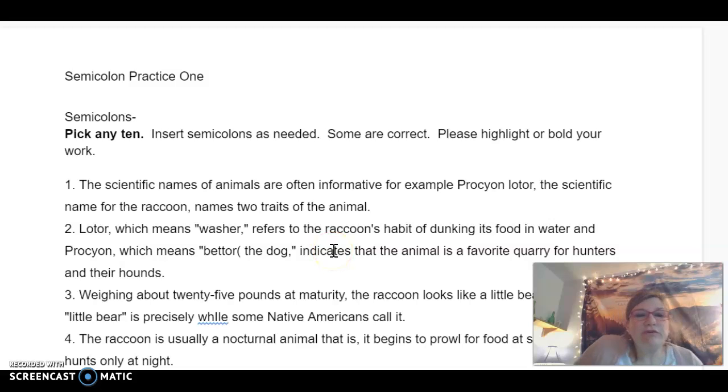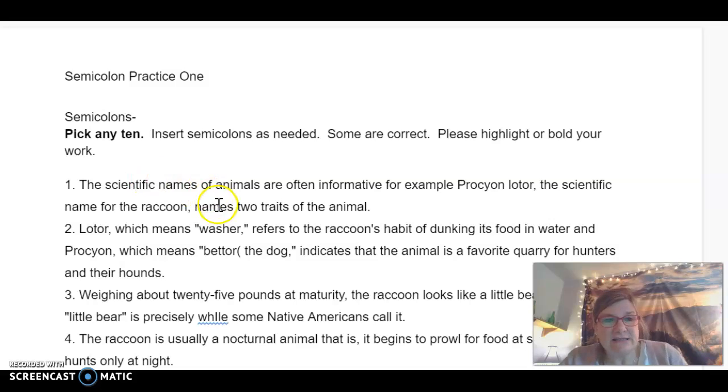Hi, we're going to go over 1 and 2 of the semicolon practice sheet I gave you. Of course, you cannot include those in 10. Notice that the instructions say to pick any 10 of these sentences to do. You don't have to do all 18. So let's just look at the first one.